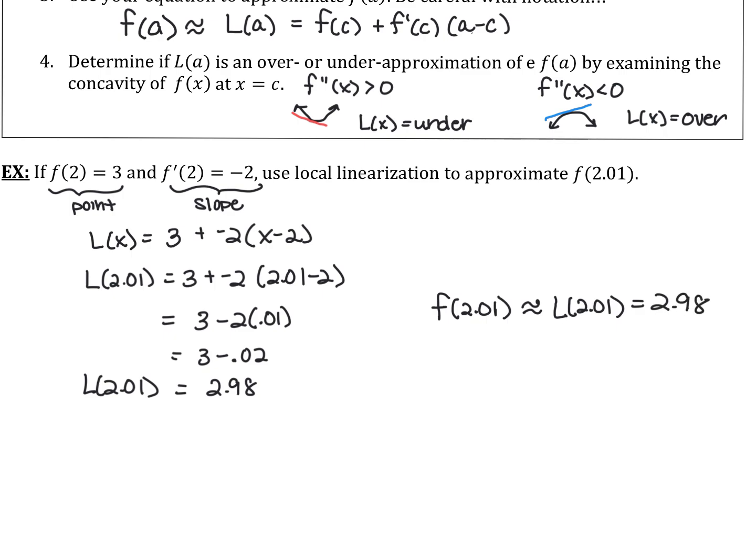This notation is important if this happened to be an FRQ, because this 2.98 is not the value of the function at 2.01. Most likely not the value of the function at 2.01. It is just an approximation.